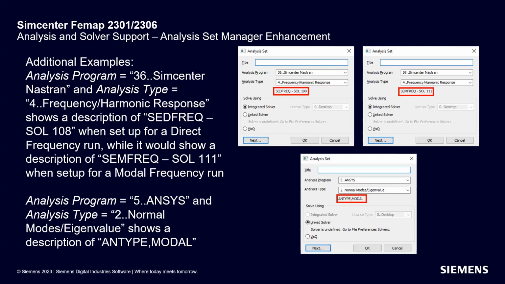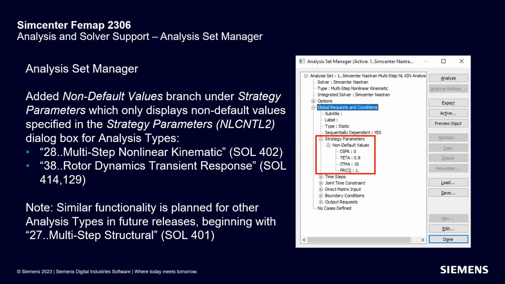And then just another one we have down here at the bottom, for ANSYS, we write antype, comma, modal if we have analysis program set to ANSYS and analysis type set to normal modes. So we're just trying to make it easier for folks who are more familiar with the nomenclature of a particular solver and used to looking at input files.